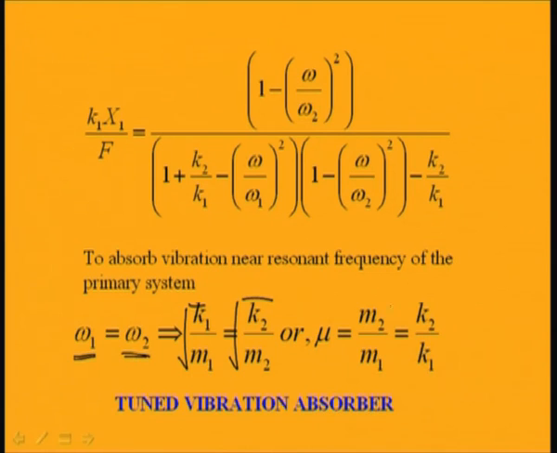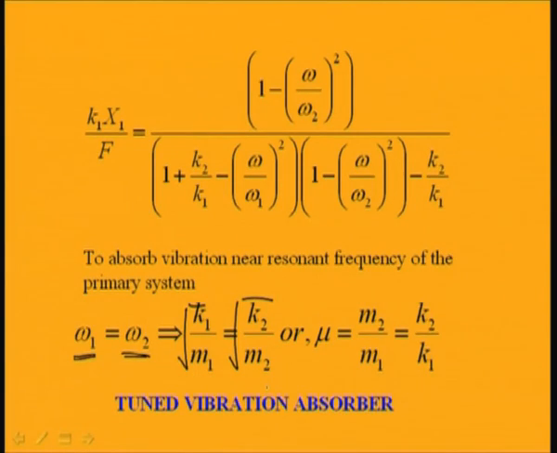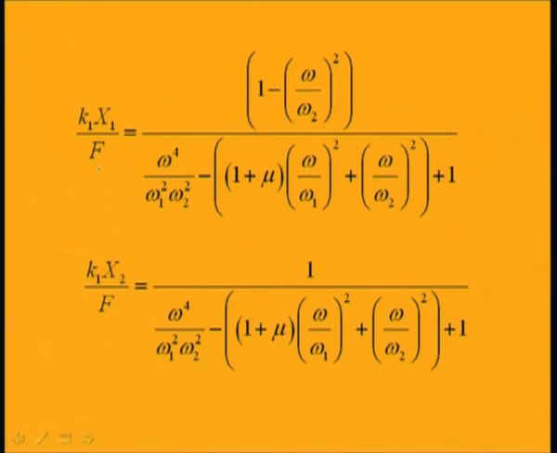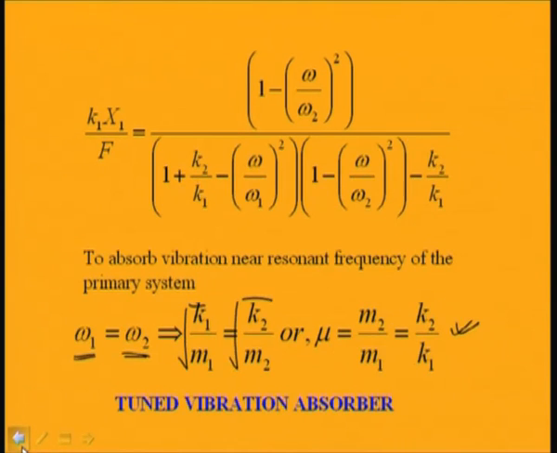And let me put mu as the mass ratio, that is, the mass of the secondary system by the mass of the primary system. As root over k1 by m1 equals root over k2 by m2, or k1 by m1 equals k2 by m2, I can write the mass ratio equal to m2 by m1 equal to k2 by k1. So, by substituting this in the previous equation, I can write k1 x1 by f equal to 1 minus omega by omega 2 whole square, divided by [omega 4th by omega 1 square omega 2 square minus 1 plus mu into omega by omega 1 whole square plus omega by omega 2 whole square plus 1]. You can find this from this.